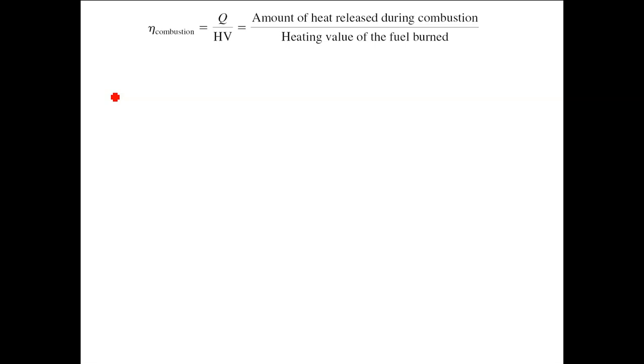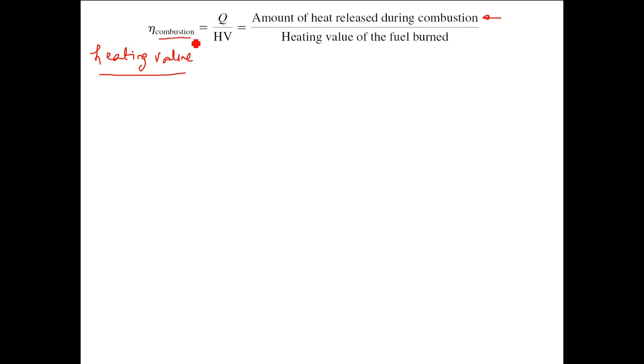And the energy content of a fuel is defined by its heating value. Heating value defines the maximum amount of energy that can be extracted out of that fuel. We'll look at the specific definition of it also, but heating value defines the maximum amount of energy that can be extracted once the fuel is burned. And the amount of heat released during combustion is the actual amount of energy that is drawn out of that fuel when it undergoes the combustion process.